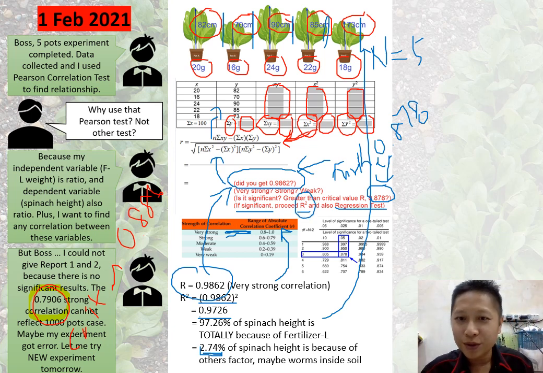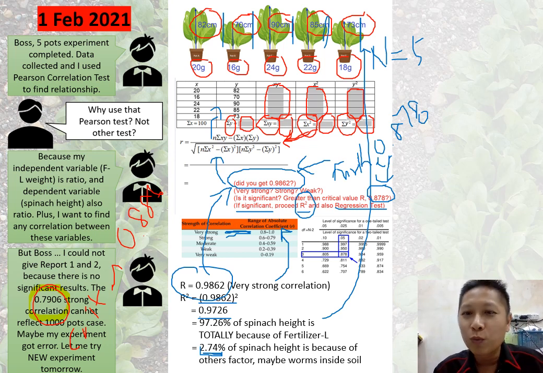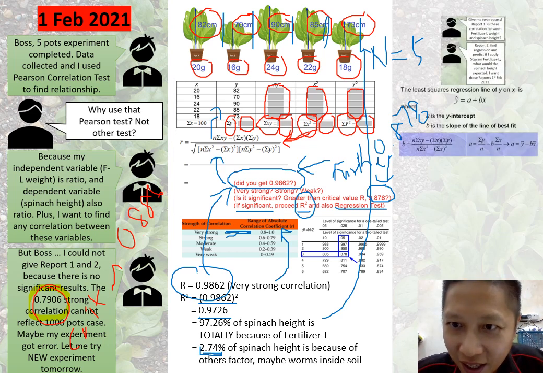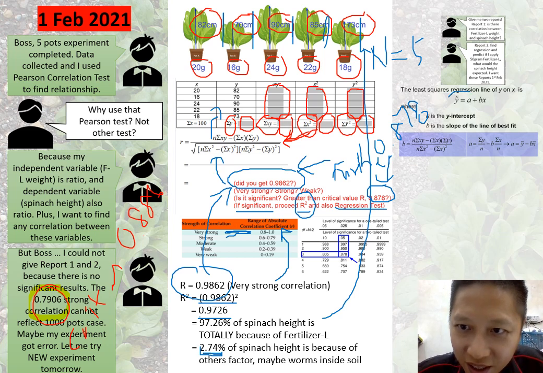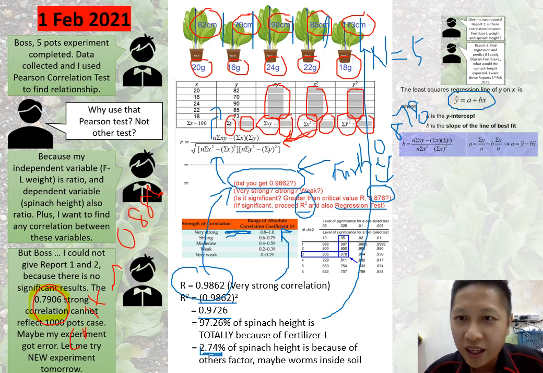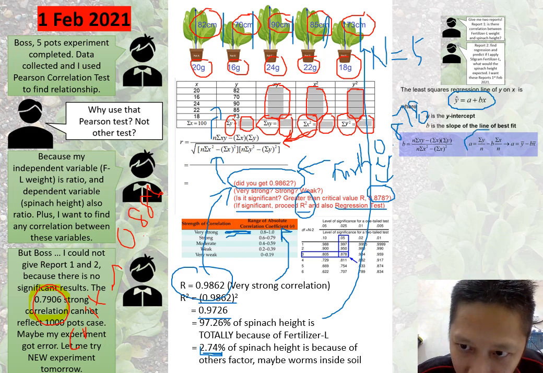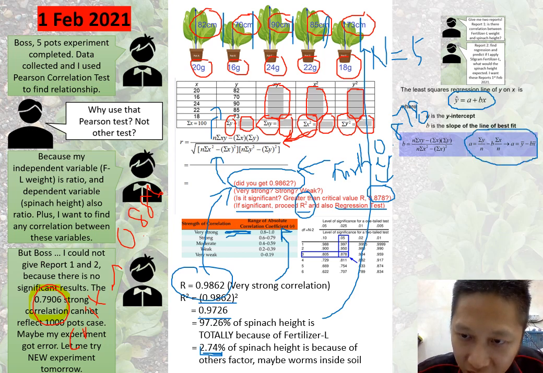Let us help our boss to do the prediction. When the weight of the fertilizer is 50 grams, what would be the expected height? This is called the regression test. The regression test can be expressed in the formula here: Y equals A plus BX. Where can we get the A? We can get the A from here, the general formula, and some of the values are taken from the table here.